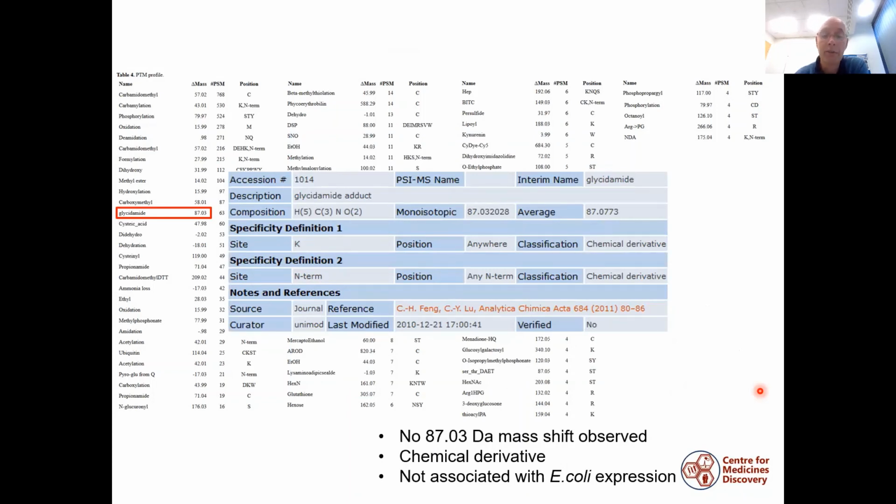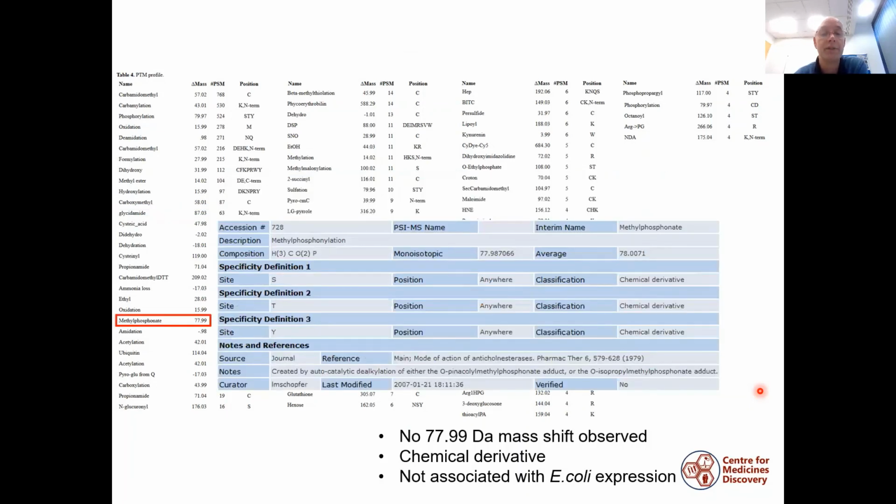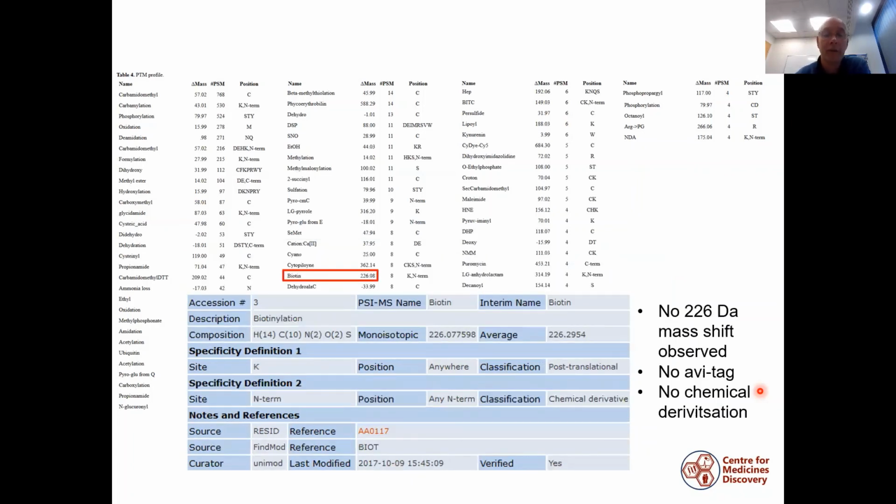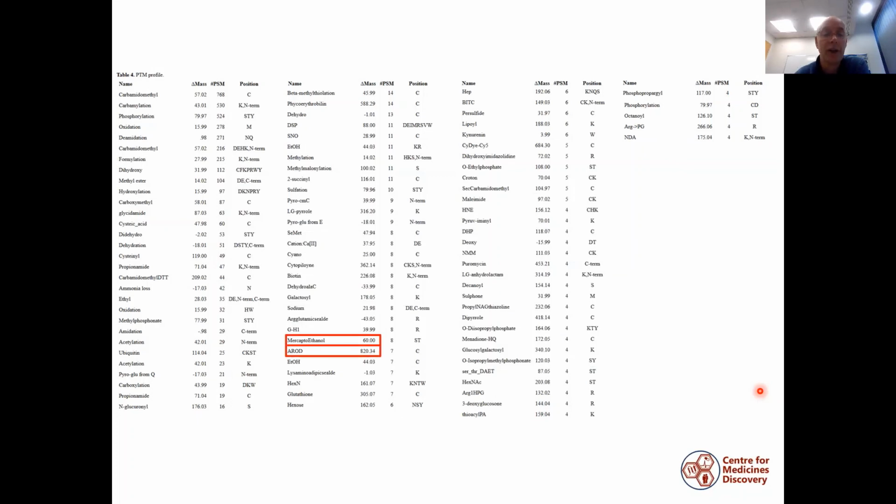This one, glycylamide, the mass shift is not observed. It's a chemical derivative. If you don't use this chemistry, you are not going to get this particular modification. And so this is false. This mass shift is not observed. This is also a chemical derivative. The same is true for selenomethionine. You must have selenium present. There is none. This is an artifact. Biotin, this is also an artifact, and it just goes on and on.